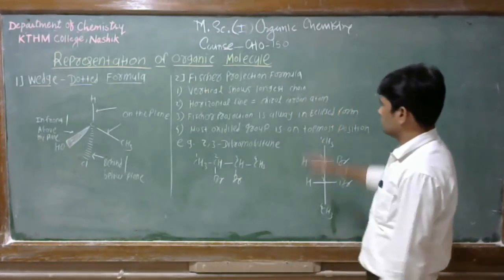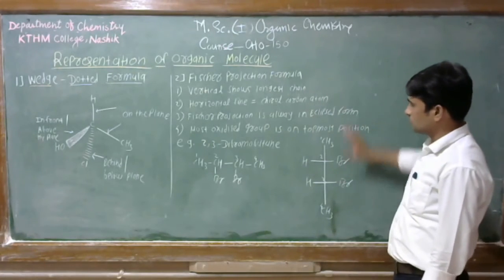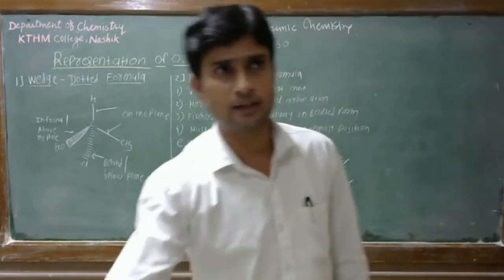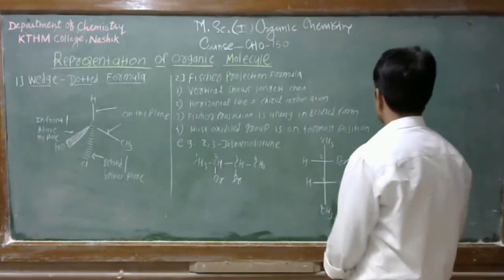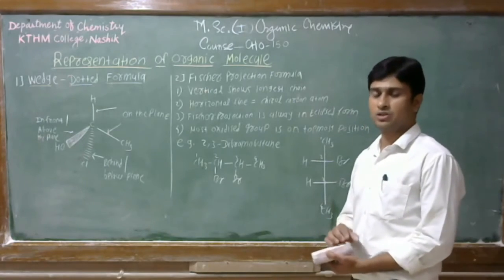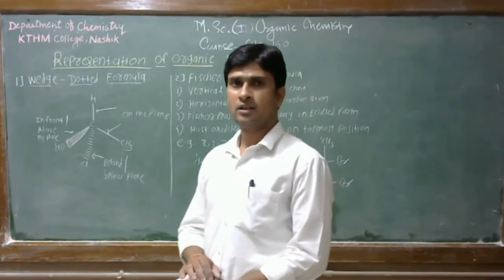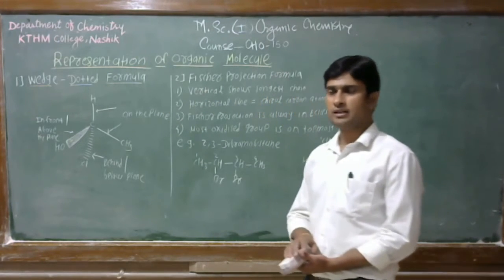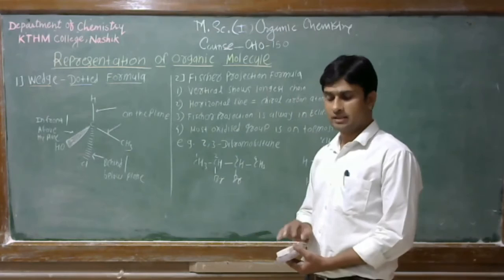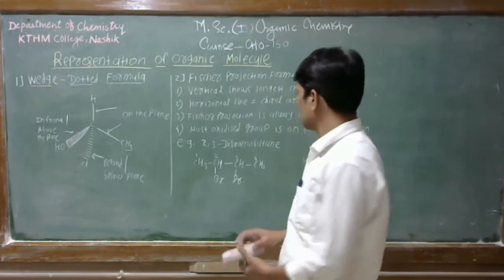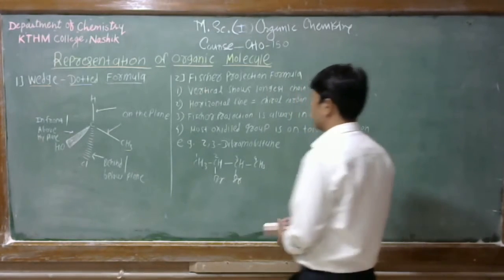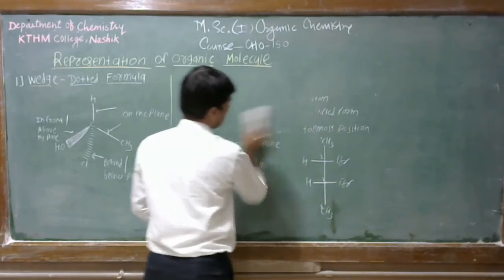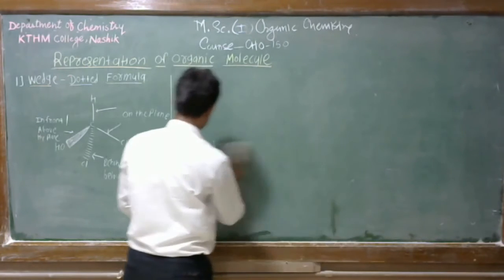So therefore, we have to draw the Fischer projection formula in such a way. Another question is always asked in competitive exams. That question is the nomenclature of Fischer projection formula. You are given some Fischer projection formula structure and asked to write the name of the following compound. So at this point, we can write the nomenclature in Fischer projection formula.